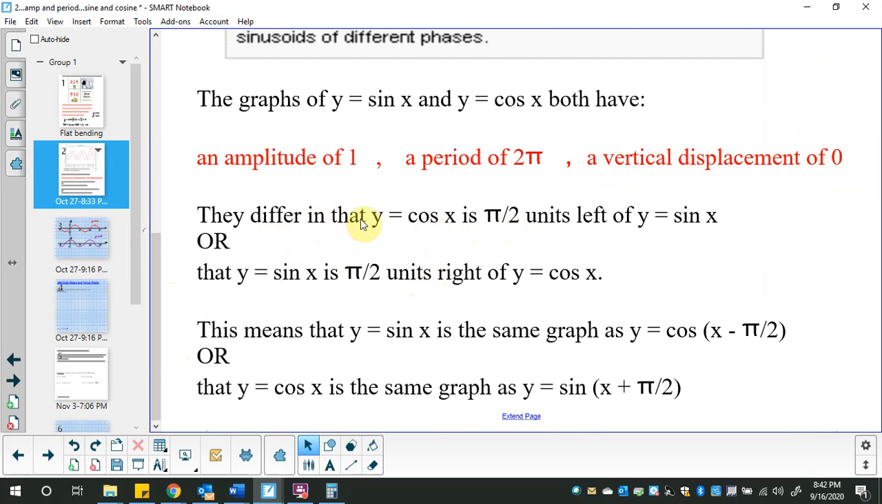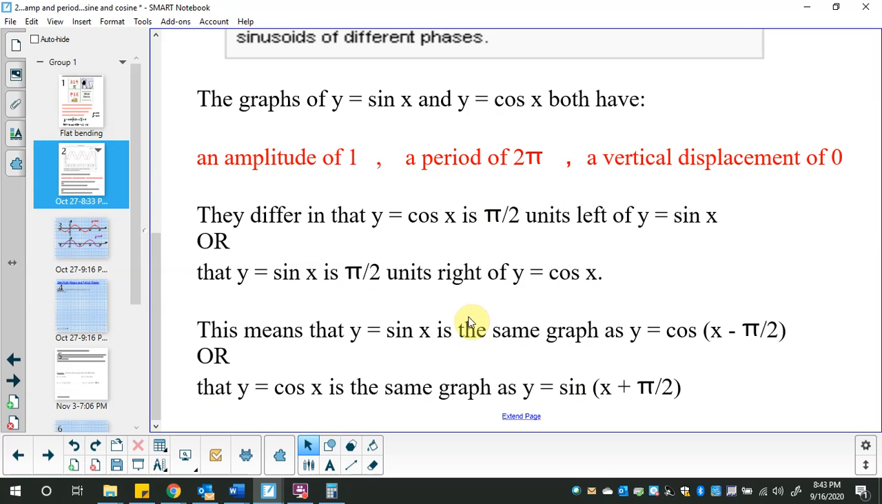They differ because they're moved over from each other. So it says here they differ because y equals cos x is pi over 2 units left of what y equals sine x looks like, or that y equals sine x is pi over 2 units right of y equals cos x. And then we'll talk about this stuff a little bit later.